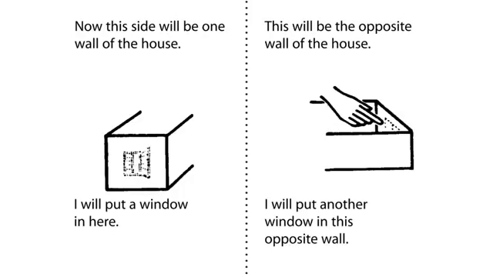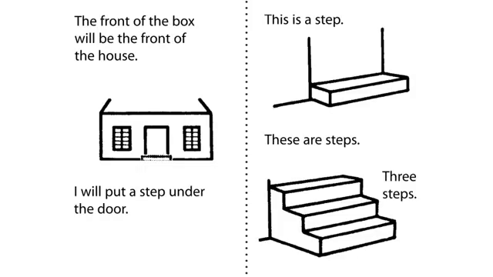Now this side will be one wall of the house. I will put a window in here. This will be the opposite wall of the house. I will put another window in this opposite wall. The front of the box will be the front of the house. I will put a step under the door. This is a step. These are steps. 3 steps.